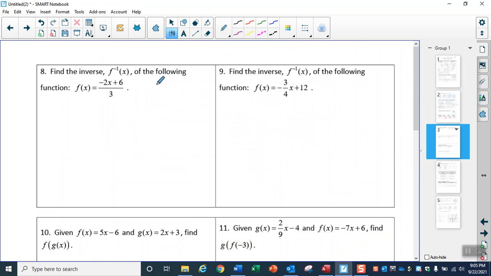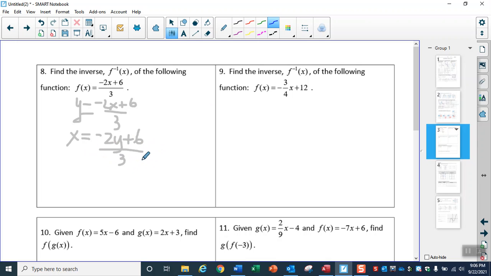All right, so now we want the inverse. So f of x means y, right? So I've got (-2x + 6) all divided by 3. So now you have to do the switcheroo. So switch the domain and the range. So x equals (-2y + 6) all over 3.